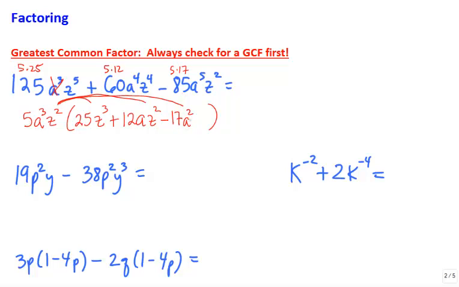A cubed times a squared is a to the 5th. And z squared times nothing over here stays z squared. So this is my final factored answer.